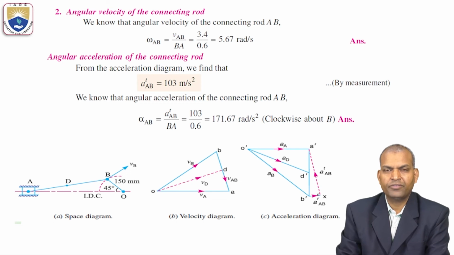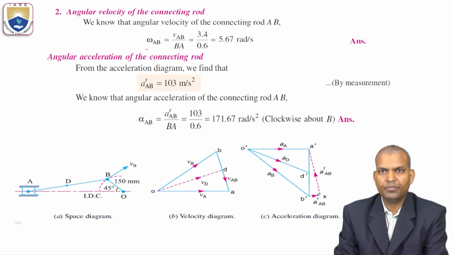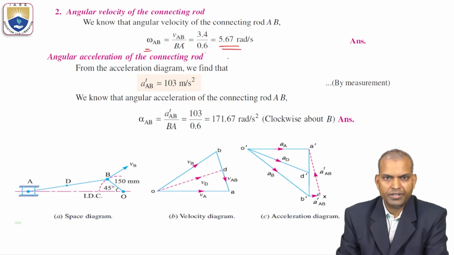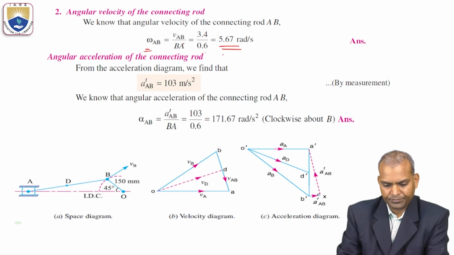Now, angular velocity of the connecting rod. What is the angular velocity of the connecting rod? That is omega AB equal to VAB by BA. What is the VAB? 3.4 meter per second by 0.6. That is 5.67 radians per second.